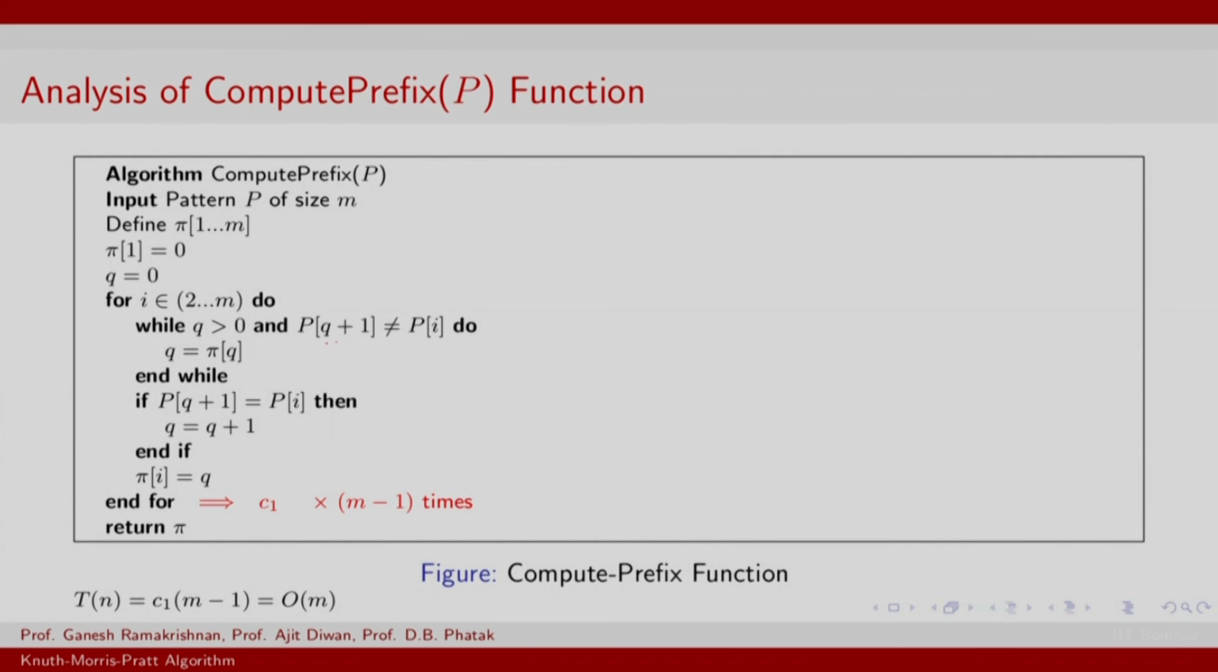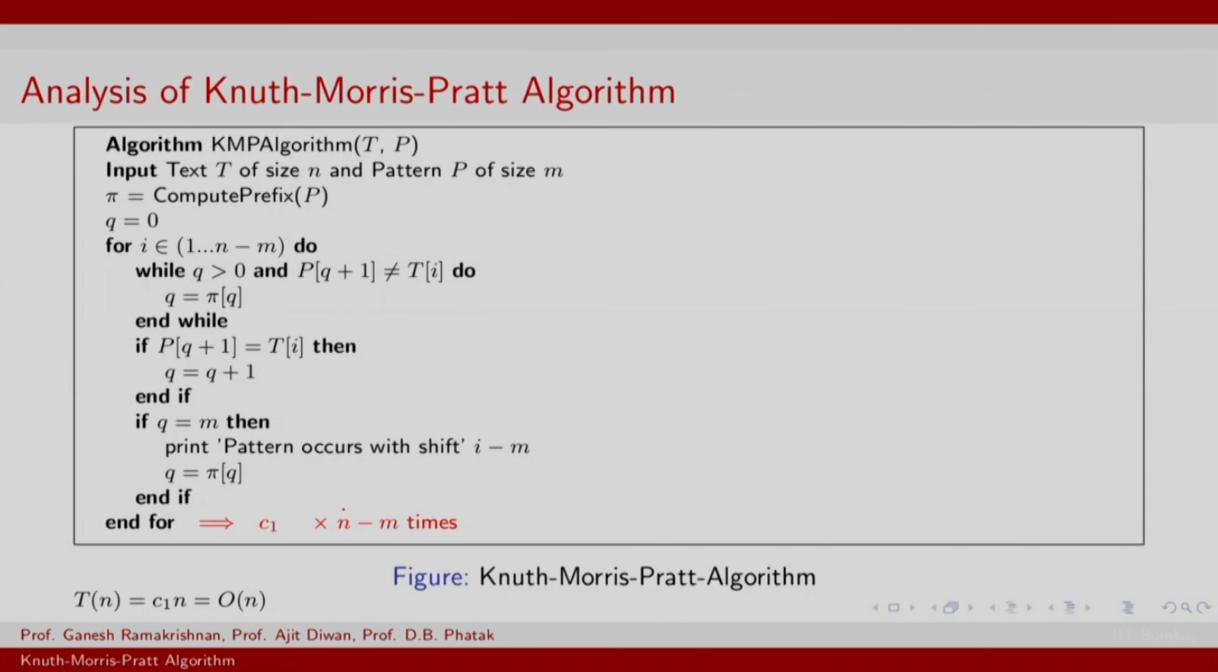What about running time? So first of all, we are iterating over the pattern P m times. There is of course a bit of backtracking that happens when you set Q to pi Q. One can show that this actually cannot happen more than m times. So the overall computation will be order of m.